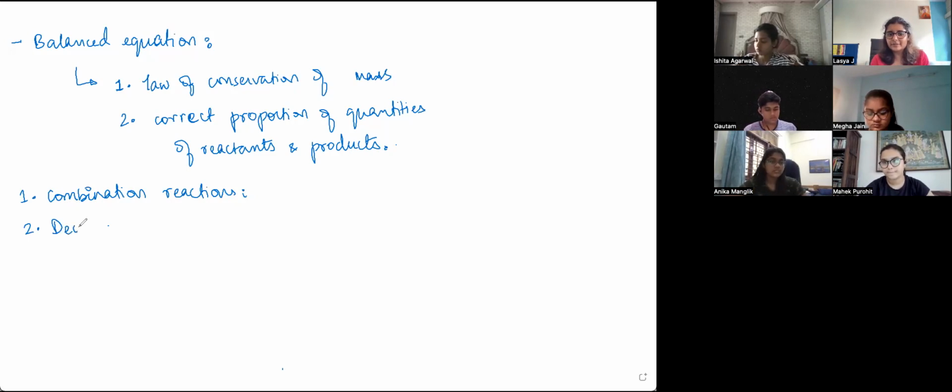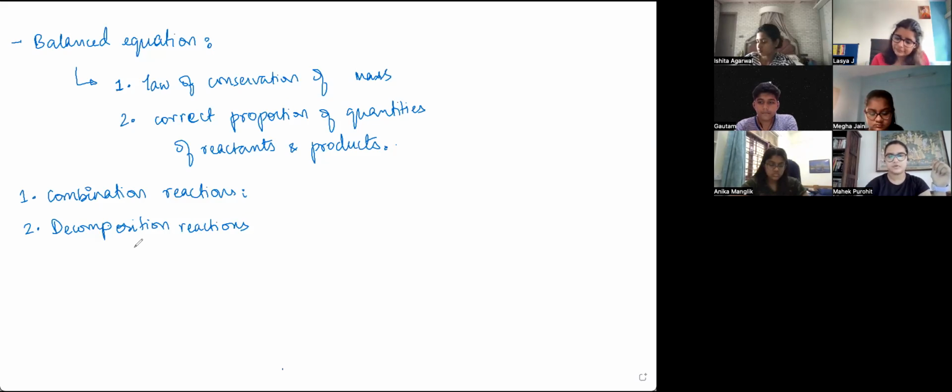Next, we have decomposition reactions. Mahak, decomposition. In decomposition reactions, there is one reactant forming two or more products. So it decomposes into two or more products. Correct. So you can use the word decomposes, you can use the word breaks down into two or more products.